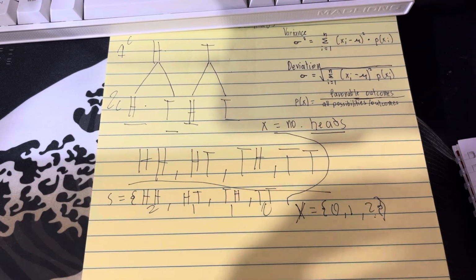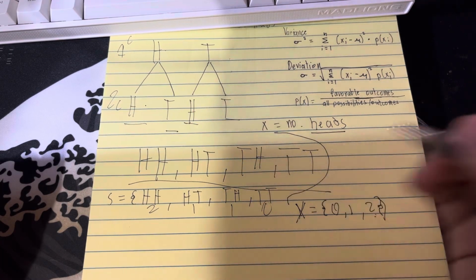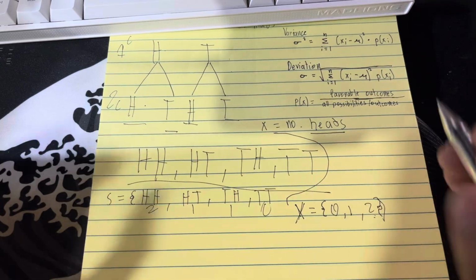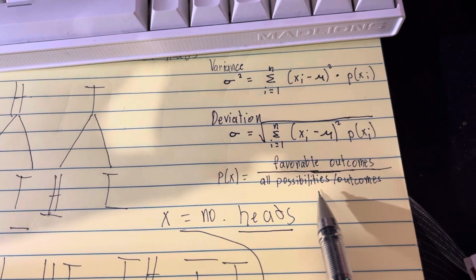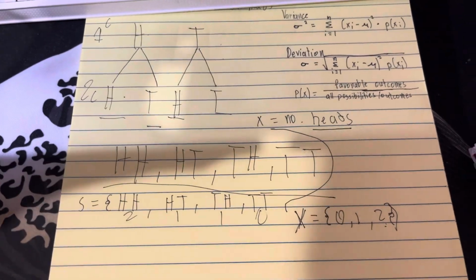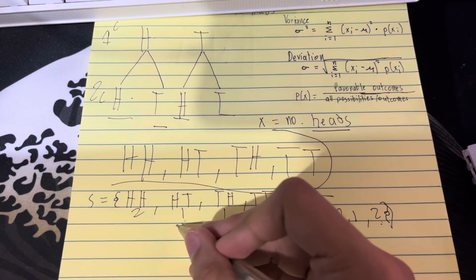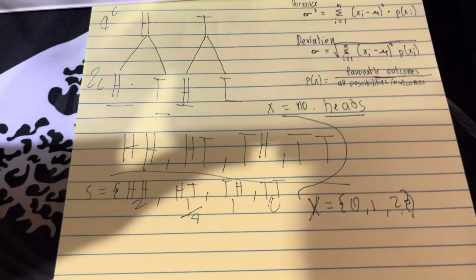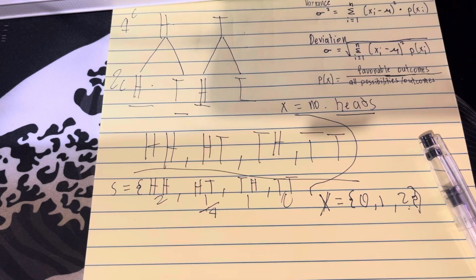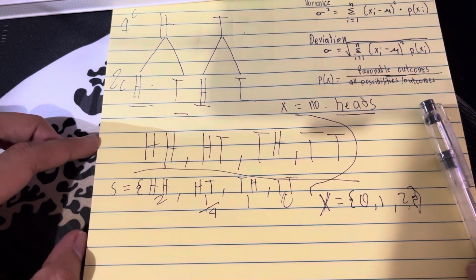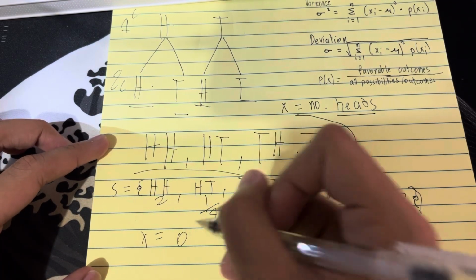Now, why is it 1/4, right? Because they're all equally likely. And we know that P of x is equal to favorable outcomes over all possible outcomes. So what we're basically going to do is take this one right here and put a 4 over it. And that's basically it. Well, no, not really. So what if x is equal to 0 heads, right?